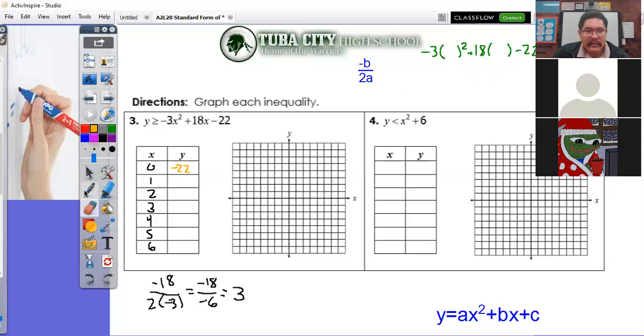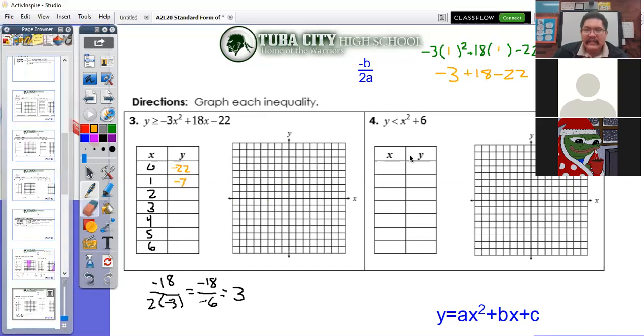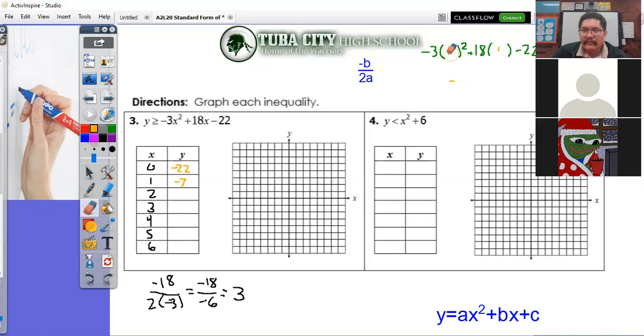So the next one is going to be 1. 1 squared is 1 times -3 plus 18 minus 22. And I have two negative numbers, so I'm going to combine those first. So that would be 22 and 3 would be 25. So 18 minus 25 is -7. All right, that one looks like it probably will be on the graph.